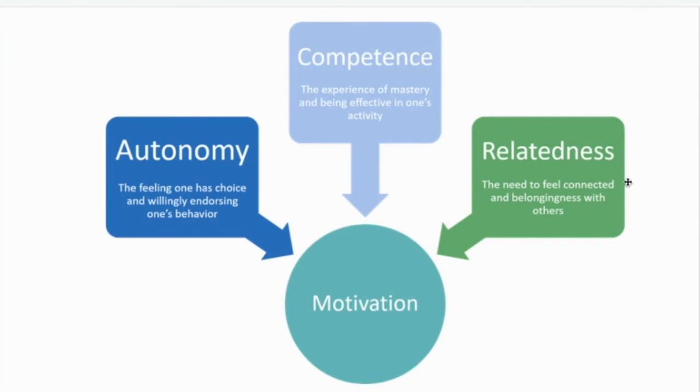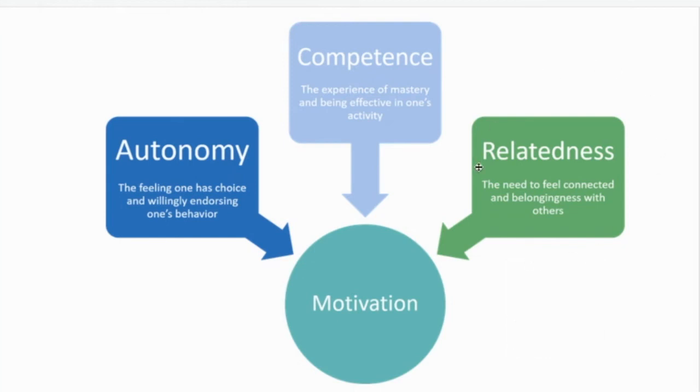And finally, we have relatedness. Relatedness refers to the desire we have to feel connected and cared for by others. So when our students feel a sense of social belonging at school, they develop more meaningful relationships with their fellow students. They also develop higher self-esteem and better academic performance, as well as improved well-being.